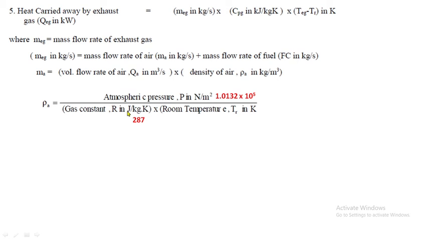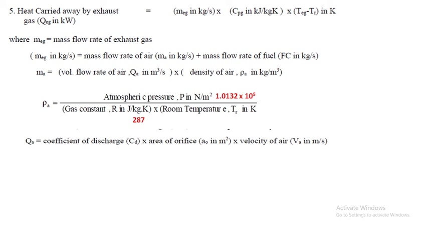The unit is joule per kilogram Kelvin. Next, room temperature. We know what the room temperature is; we took it from the temperature indicator at the beginning of the experiment. So the density of air is calculated in this step, but still, which one is unknown?